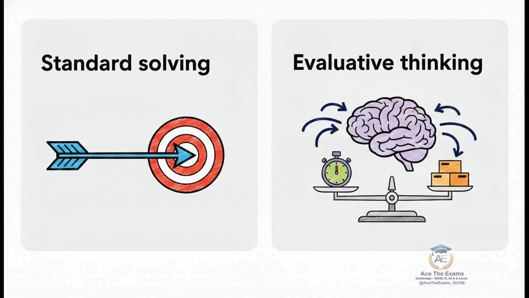So how do we push past standard answers and reach that top-tier, elite level? It comes down to the difference between standard problem solving and evaluative thinking. Standard problem solving is great. It means solving systematically and checking if your answer seems reasonable. But evaluative thinking, that is how you dominate the exam. Evaluative thinking means you consider multiple solutions, you actively analyze the trade-offs, and you acknowledge the limitations of your code.